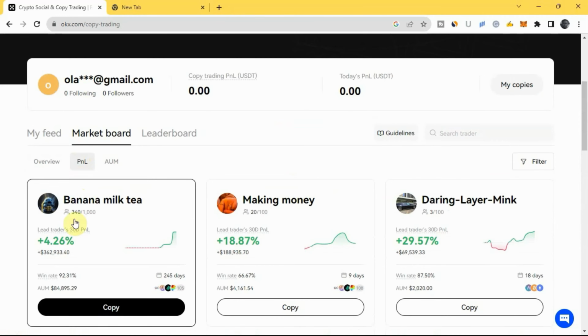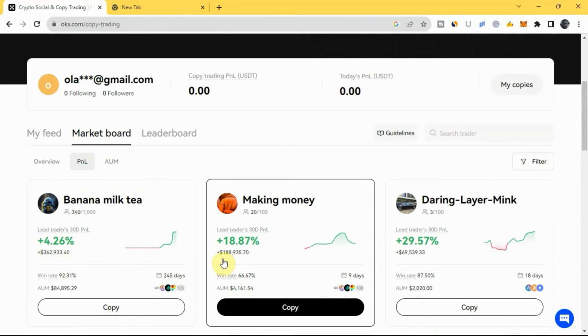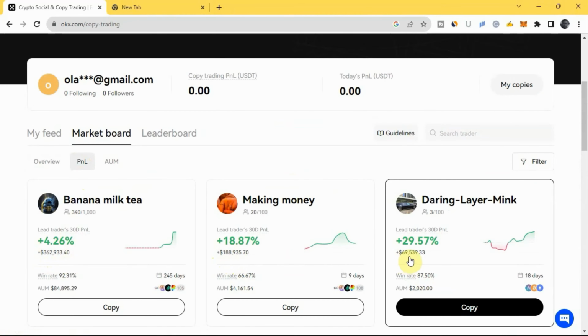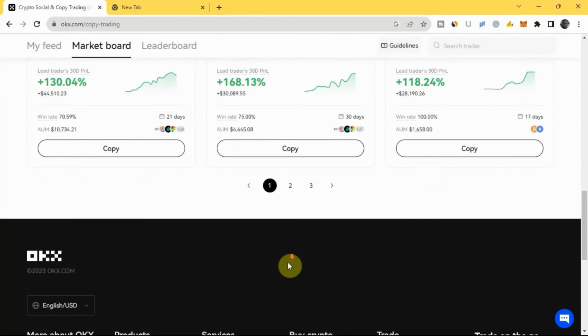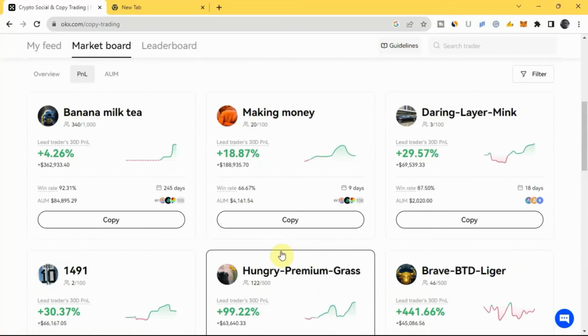So if we come right here, you can see this person has made $362,000 in the last 30 days. So that's the highest person for the last 30 days. The next person after this is $188,000 in the last 30 days. The third person is $69,000 in the last 30 days, and you see the other people right here. So if you want to copy based on the amount the person has made in the last 30 days, you can use P and L.